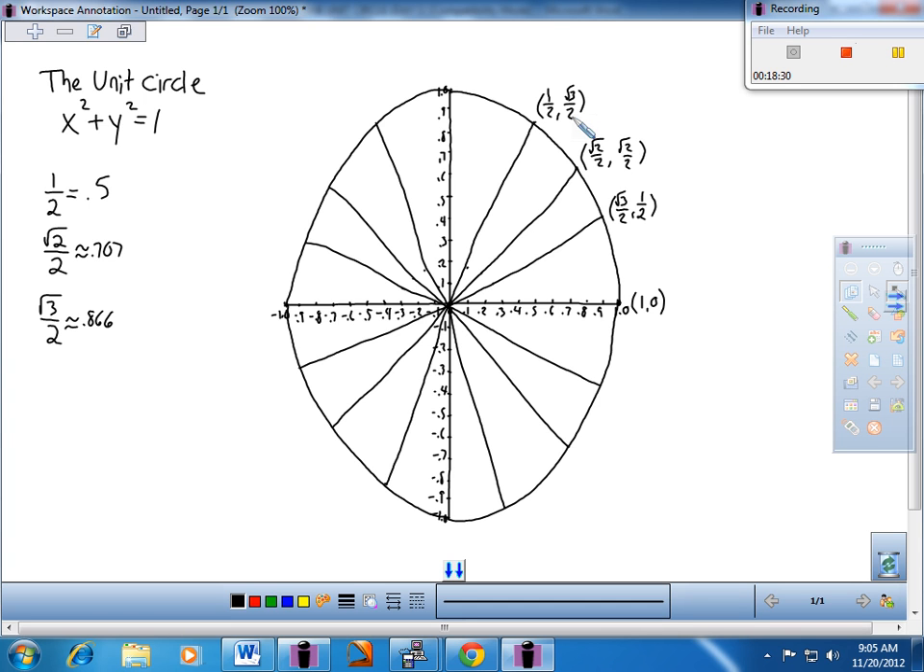Okay, good. Hey, guys, let's hit the top of the circle. This one, actually, we saw yesterday. So at the top of the circle, my x value is 0, and my y value is 1.